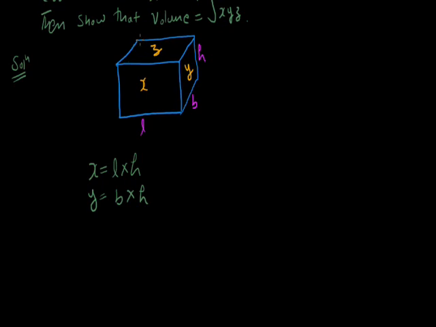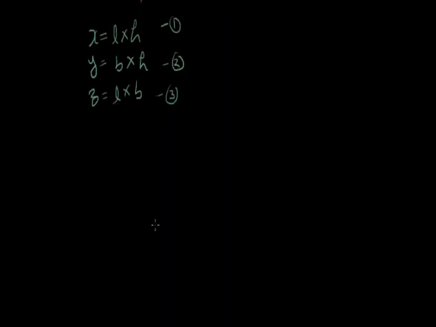Now z is the area of this surface, and this is again in the form of a rectangle having length L and breadth b. So z is equal to L into b. This is equation number 1, equation number 2, this is equation number 3. Now when we multiply these three equations, 1 multiplied by 2 multiplied by 3, what do we get?